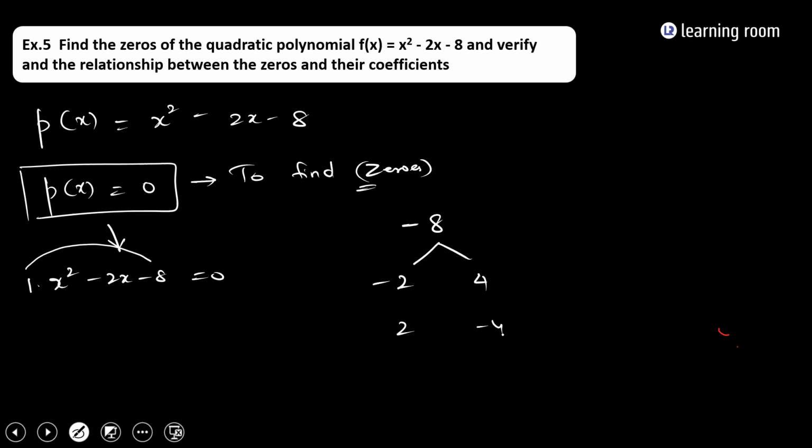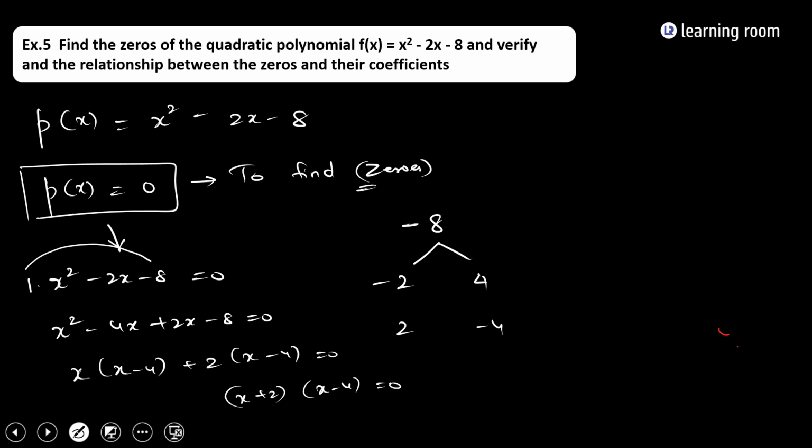Why is it so? Because minus 2 plus 4 gives plus 2, but the middle term is minus 2. Whichever number is highest, that should have a minus sign. So x square minus 4x plus 2x minus 8 is equal to 0. Am I right? Yes, sir. So can I write this as x into x minus 4 plus 2 into x minus 4? So x plus 2 into x minus 4 is going to be equal to 0.